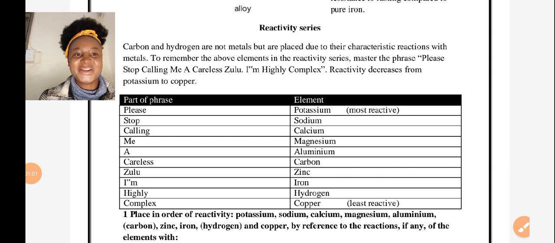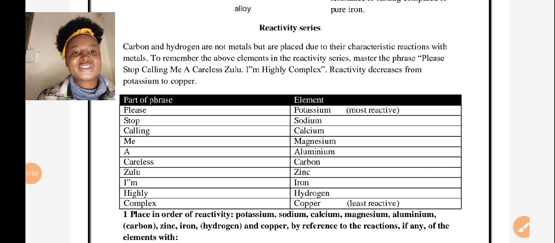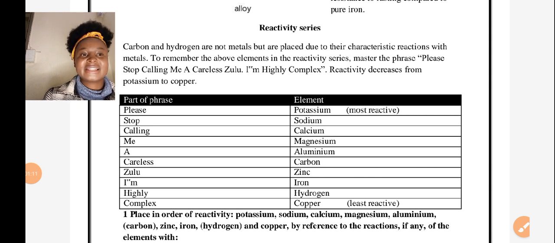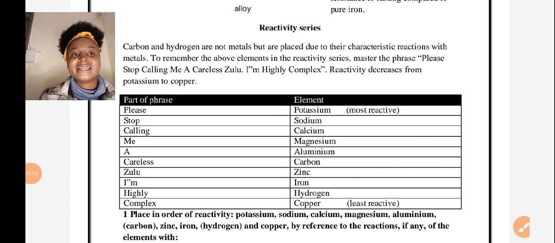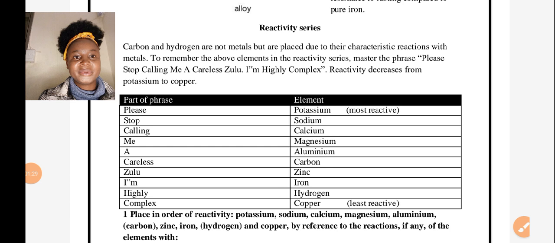I'm highly complex. So we are saying, please stop calling me a careless Zulu. I'm highly complex, right? So the reactivity, what we need to know is that it decreases from potassium to copper, right? So now, "please" stands for potassium. Potassium starts with a P, though we know the chemical symbol is K, right?